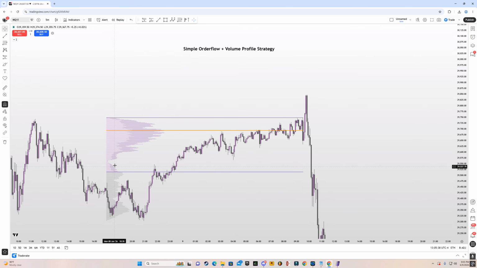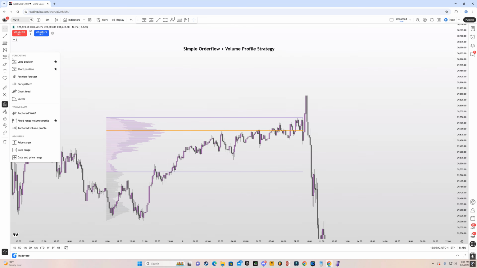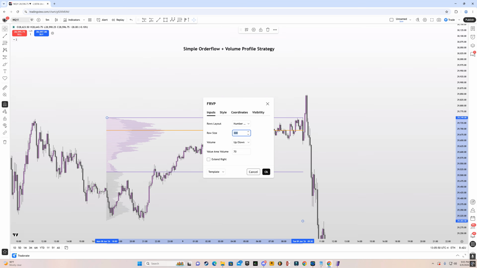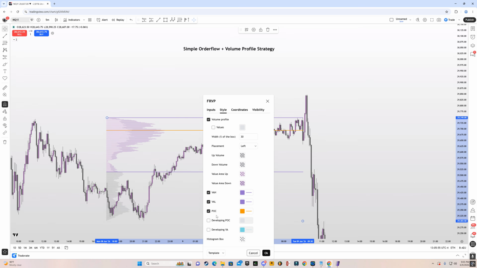When you draw out your volume profile, I have drawn it out like this. What you want to do is go here and choose fixed range volume profile, and then you can draw it out. You can put it here and then put it here, and it's going to plot. These are my settings. I have the row size set at 300 and value area volume at 70. These are my settings if you want to copy them.